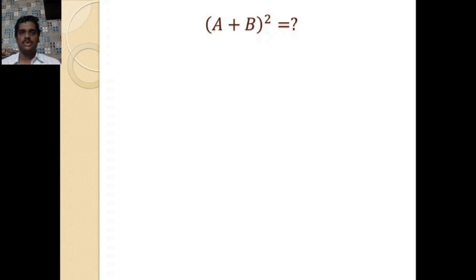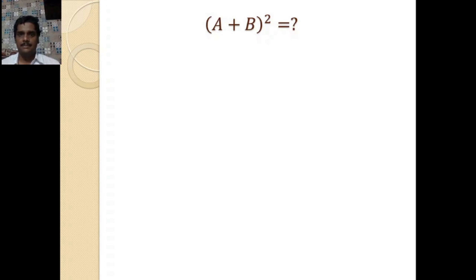Okay. So here in this section we will discuss what will be (A+B) whole square. Can you guess what will be (A+B) whole square? If you are guessing, (A+B)² equals A² + 2AB + B², then your guess is wrong. It doesn't hold in matrices.